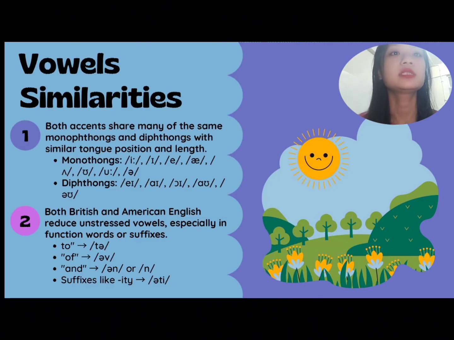Next, the vowel systems also show both overlap and variation. These two varieties share monophthongs such as e, and also diphthongs such as ai and oi, with similar tongue positions and also lengths. They also similarly reduce unstressed vowels, particularly in function words such as to and also suffixes like ed.